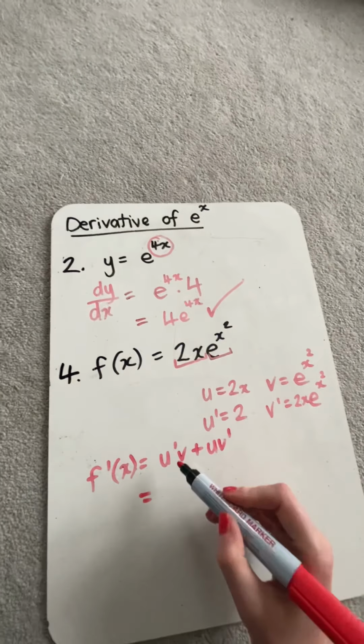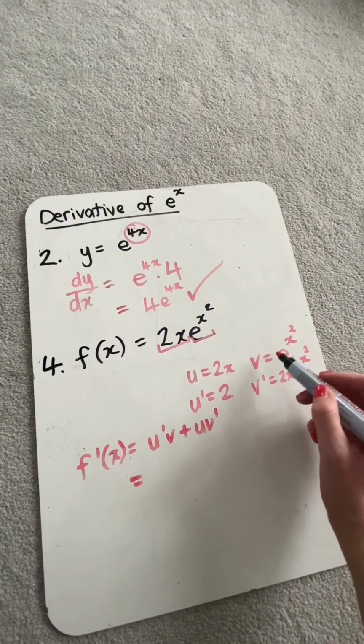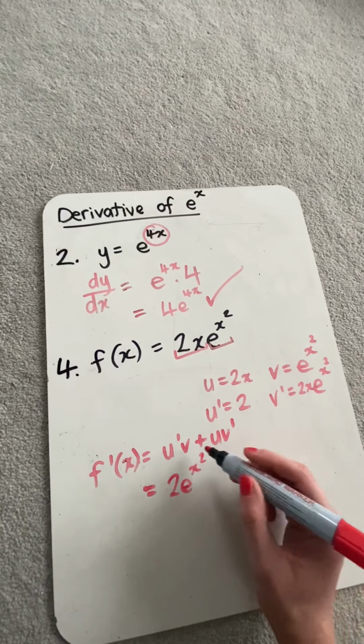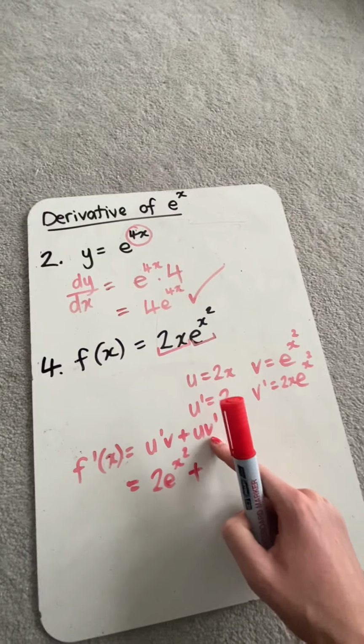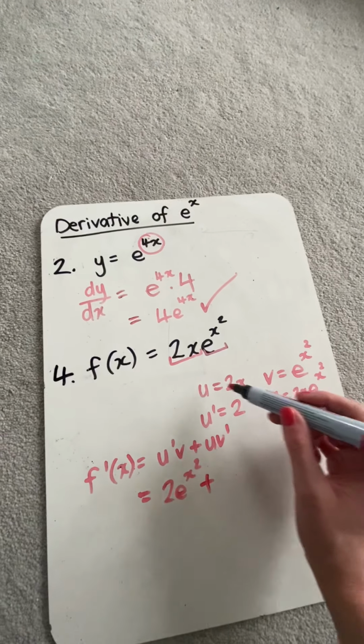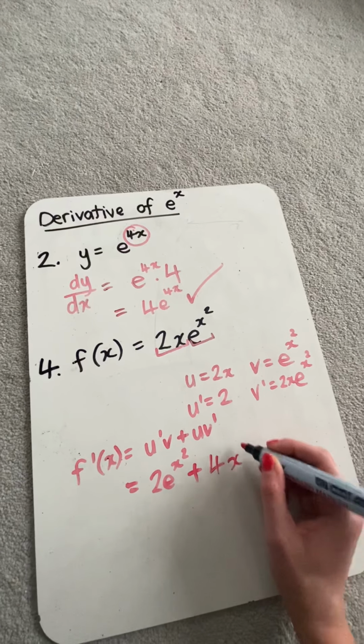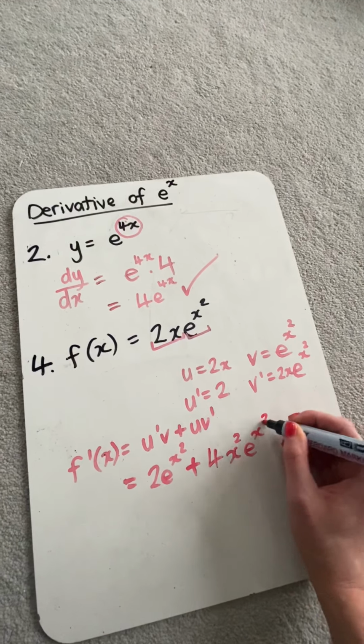And then tidy up. So u dash v is 2 times e to the x squared. It's just this, plus u v dash, so it's just those two multiplied together. And I'm just going to do a little bit of simplifying. So that's just going to give me 4x squared e to the x squared.